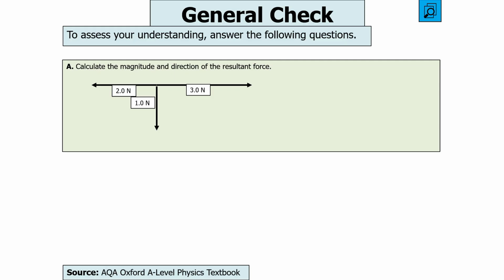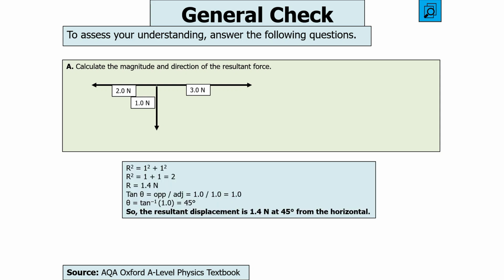Calculate the magnitude and the direction of the following resultant force. The first thing we know is that overall in the horizontal, the force is 1 newton. So R squared is equal to 1 squared plus 1 squared. So R squared is equal to 2. So R is equal to 1.4 newtons. Tan theta is opposite over adjacent, which is 1 over 1. So theta is equal to 45 degrees. So our resultant force is 1.4 newtons at an angle of 45 degrees from the horizontal.